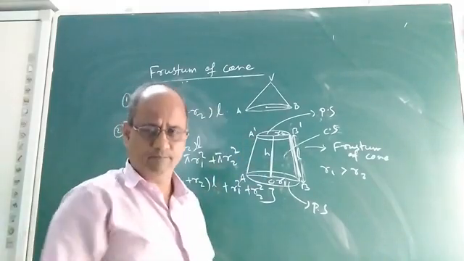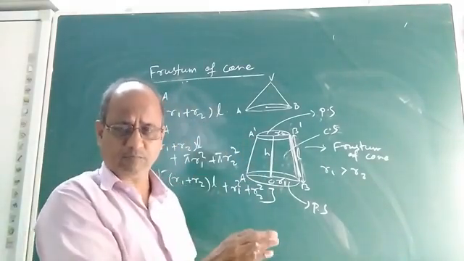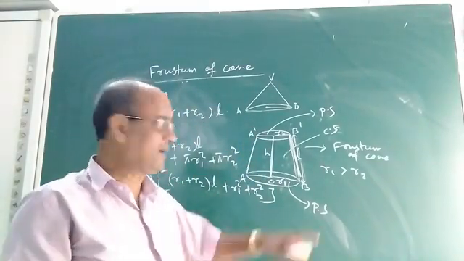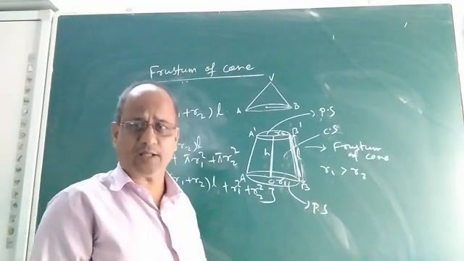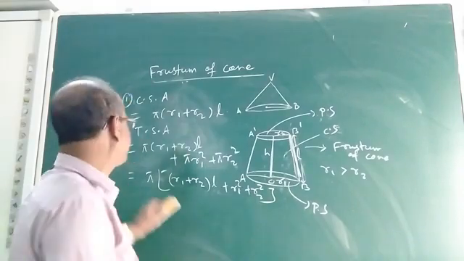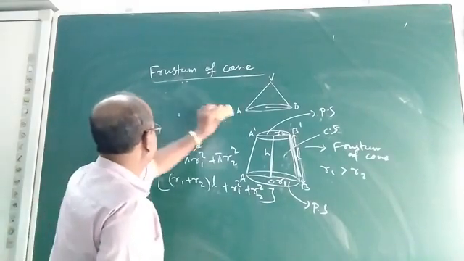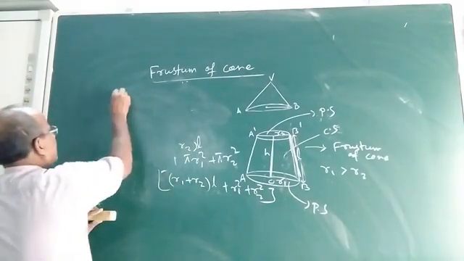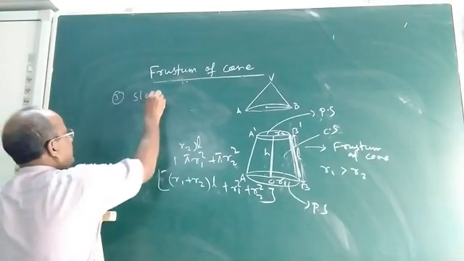Like in a cone, there is slant height. Similarly, in a frustum of cone also there is slant height. So what is the formula for slant height of a frustum of cone? See, number 3, slant height.